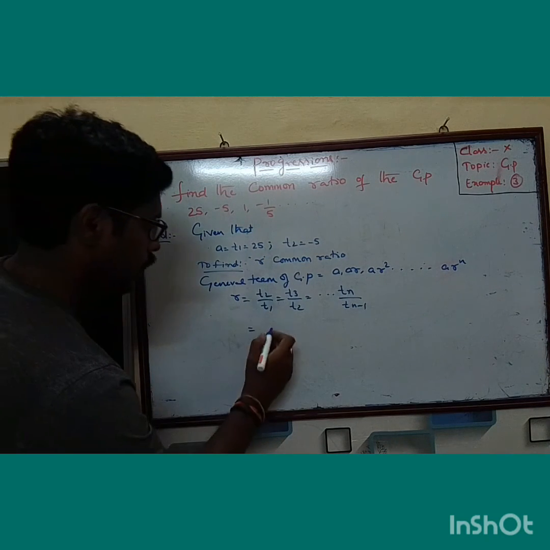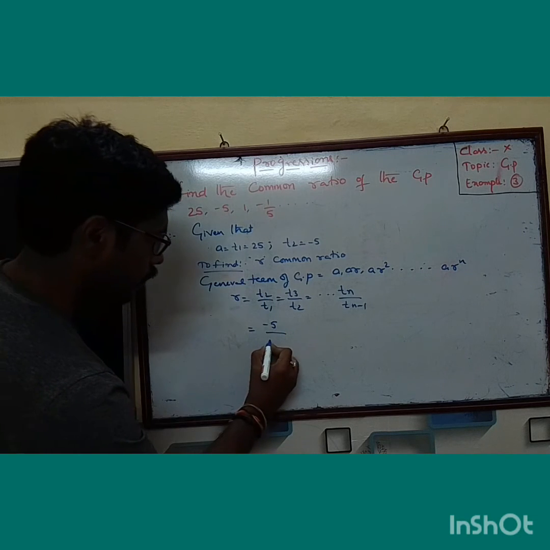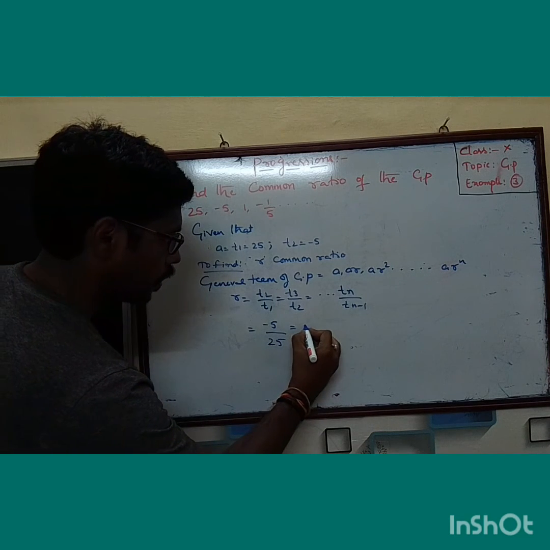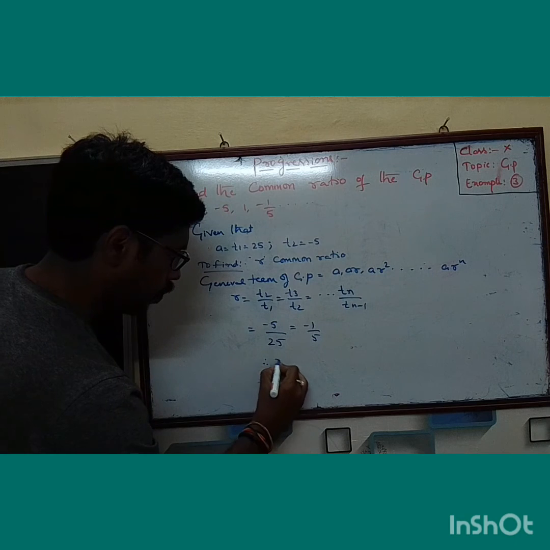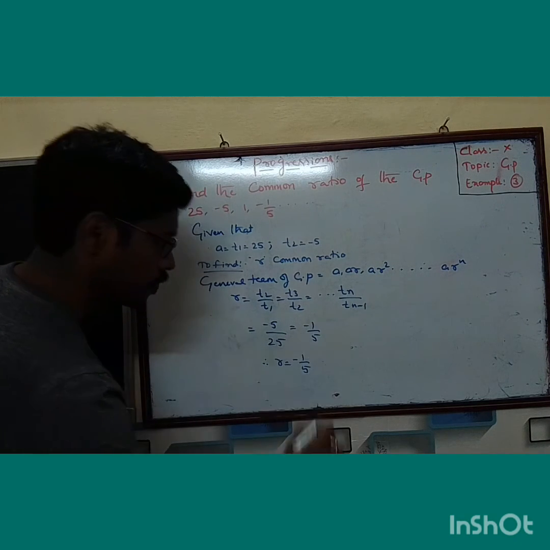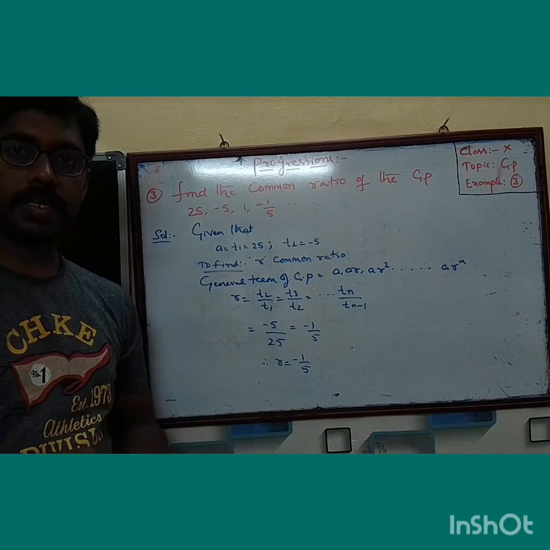What is T2 here? Minus 5, and T1 is 25. Simplify. We get minus 1 by 5. Therefore, R equal to minus 1 by 5. I hope you understand this sum.